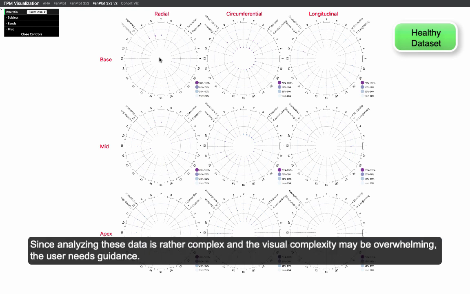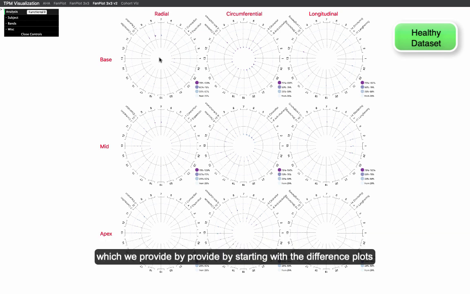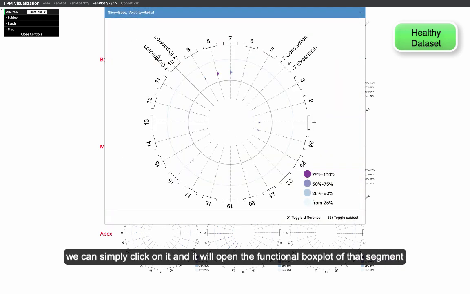Since analyzing these data is rather complex and visual complexity may be overwhelming, the user needs guidance, which we provide by starting with difference plots. How we proceed from here depends on the individual case. For example, if we are interested in analyzing a single segment, we can simply click on it and it will open the functional box plot of that segment.